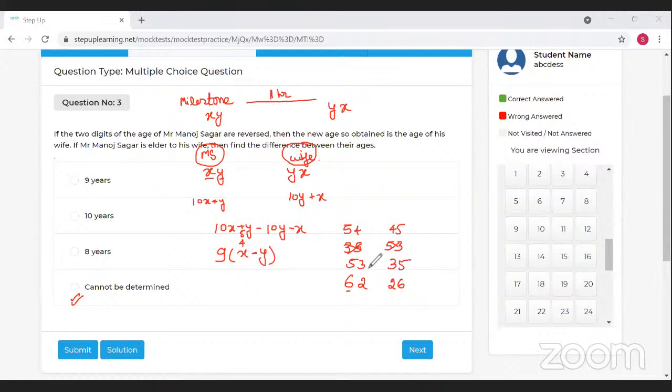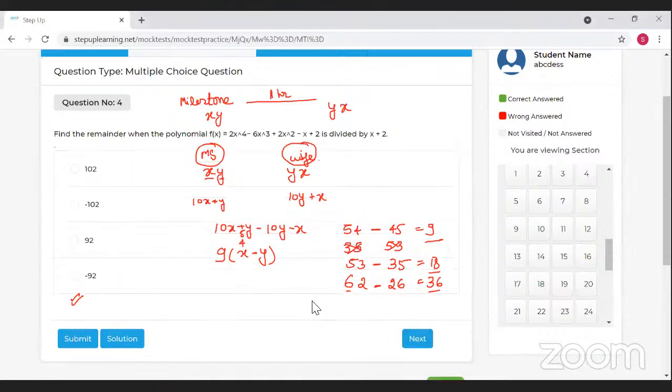So here the difference is 18, here the difference is 9, and here the difference is 36. So the difference could be 9, 18, 36, anything. That's why the answer is cannot be determined, right? I hope that's clear now. Clear, all clear, super. Yes, this was a fairly simple one.